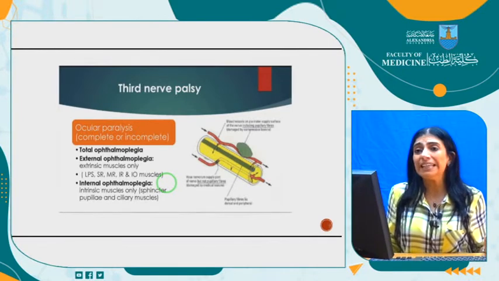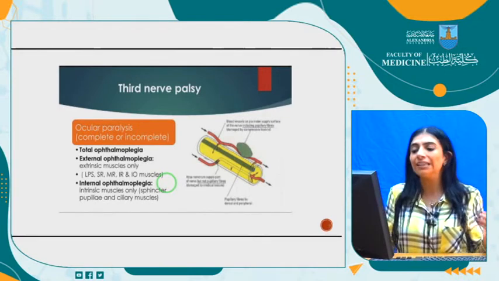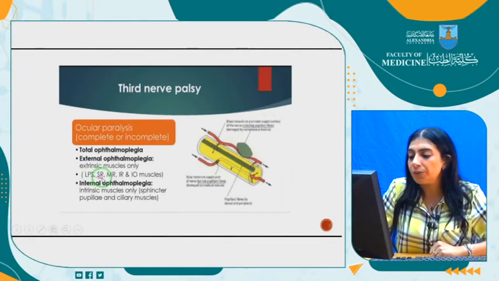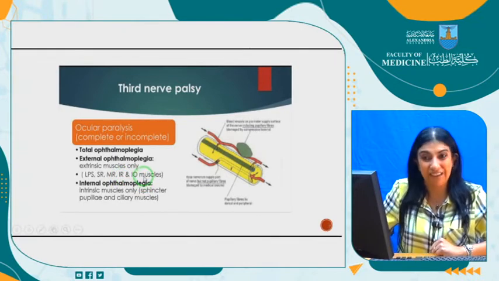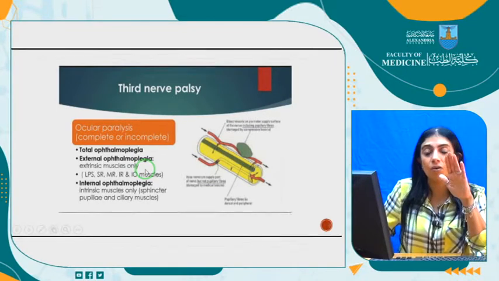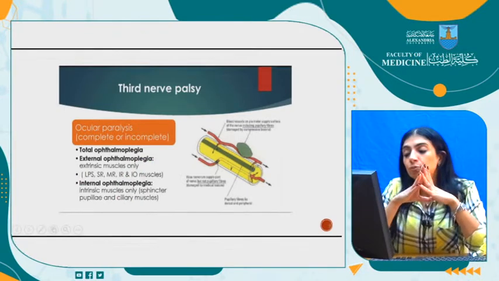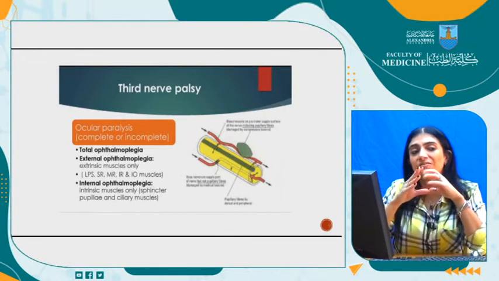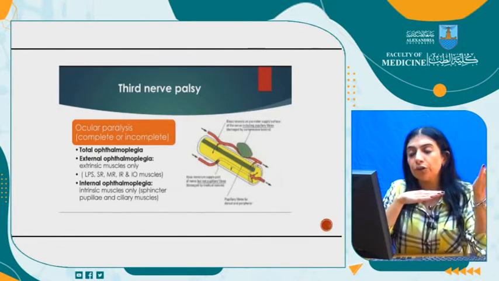Or it may be external ophthalmoplegia, where only the extrinsic muscles are affected, like the levator palpebrae superioris, the superior rectus, the medial rectus, the inferior rectus, and the inferior oblique muscles, but the muscles supplied by the parasympathetic innervation are spared. Or it may be only internal ophthalmoplegia, which means that only the intrinsic muscles, the sphincter pupillae and the ciliary muscle, are affected, and there is no affection of the other extraocular muscles.